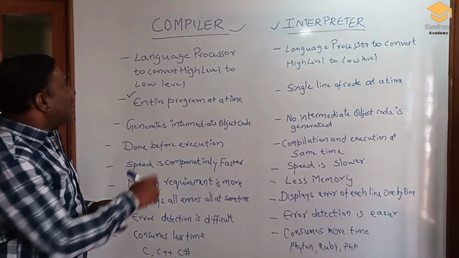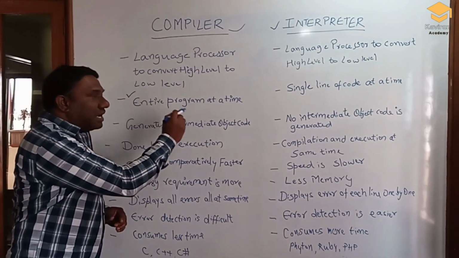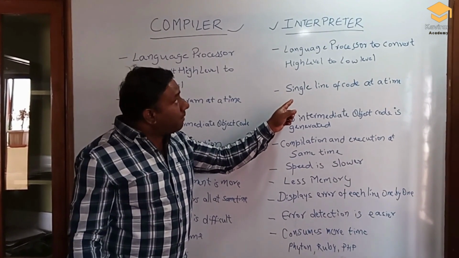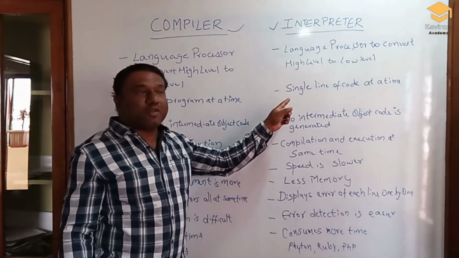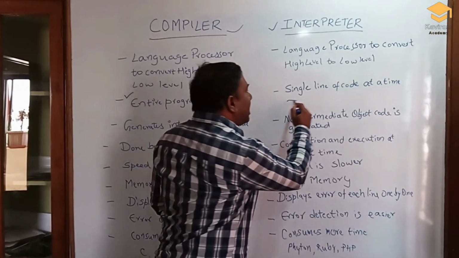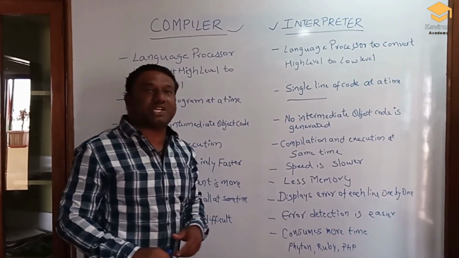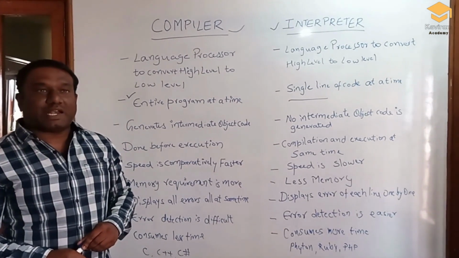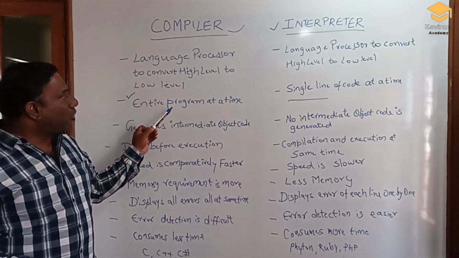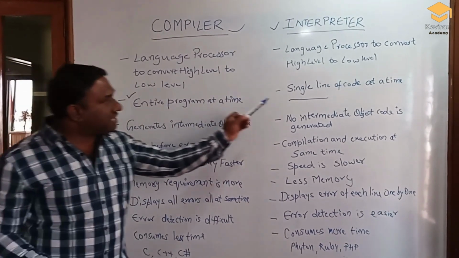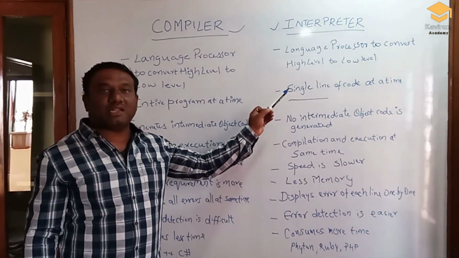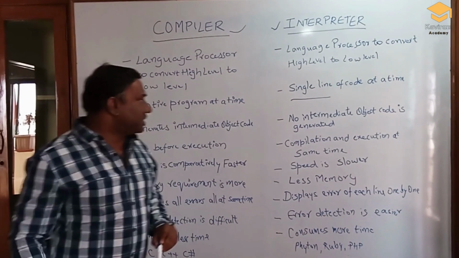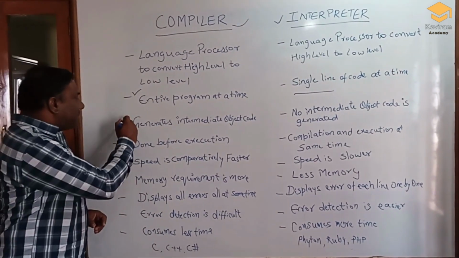A compiler will compile your entire program at a time, whereas an interpreter will not compile your complete program at a time, but will interpret line by line. A single line or single instruction is interpreted to low level language at a time. So here the complete program is converted, whereas here single line by line instructions are interpreted to low level language. And the next one is this particular one.